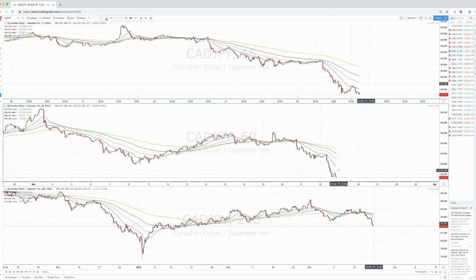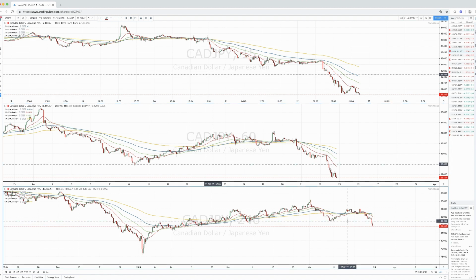The CAD yen, very similar to the CAD franc. So we've got some nice momentum here. If we look at the charts there, we've also got a nice level to trade from. These are the best trades.